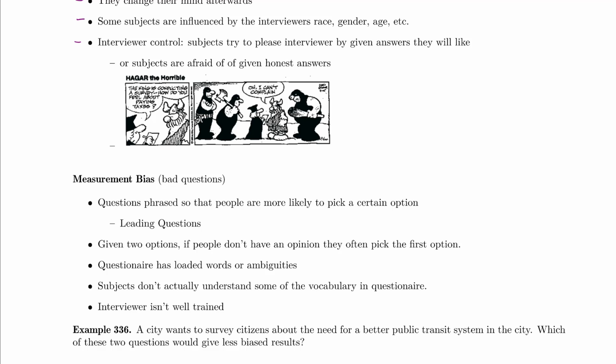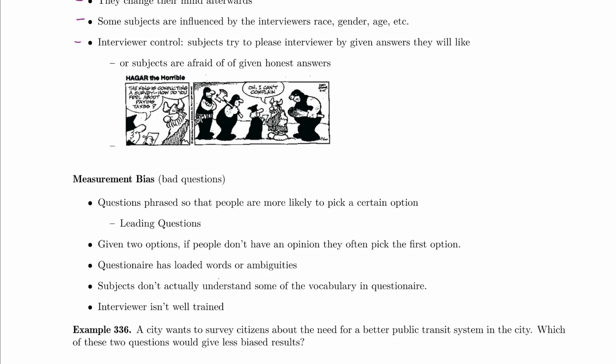Measurement bias is when something is wrong with the actual survey, usually a bad question. Questions are phrased so that people are more likely to pick a certain option. They're leading questions. Given two options, if people don't have an opinion, they often pick the first option. So sometimes what they'll do is give some people one survey that has certain options first, and then give half of the people a different survey that switches the order of the answers, because again, if they don't have an opinion, they pick the first option.